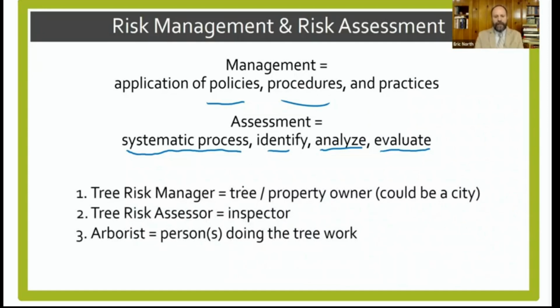Risk managers typically would be the property owner. This could be a city. You, as for your assignment, are going to be the assessors or the inspector. And then the arborist is going to be the person or persons doing the actual work. So as part of your assessment, you might say, a few of these branches need to be pruned off, or this tree needs to be cabled, or possibly this tree needs to be removed. The important part is you as the assessor are not the person doing that. That would be something that would be given to someone else. And it makes sense to have these things separated out.